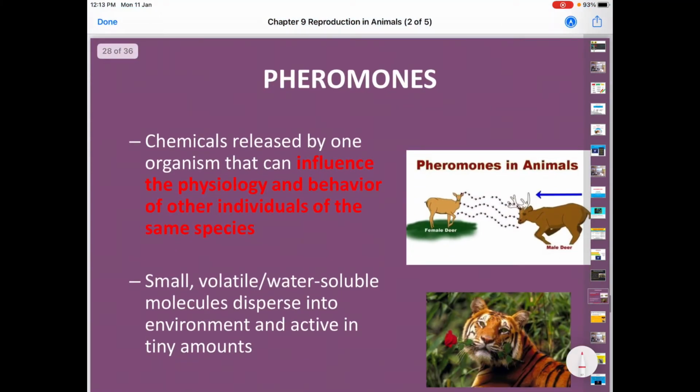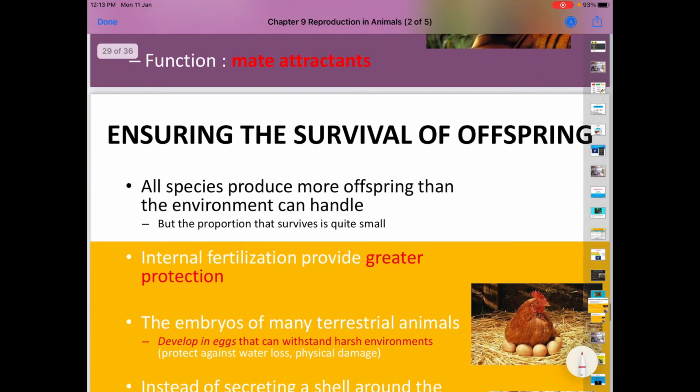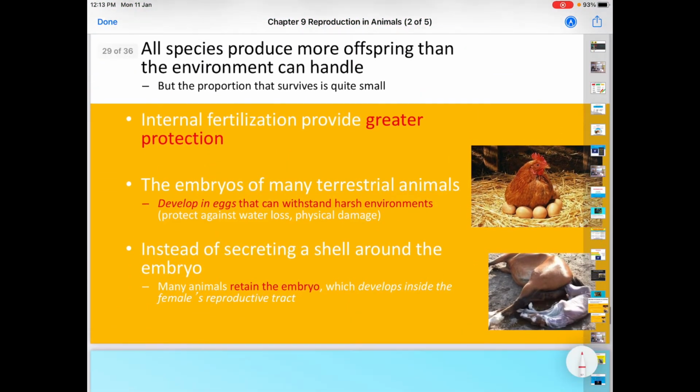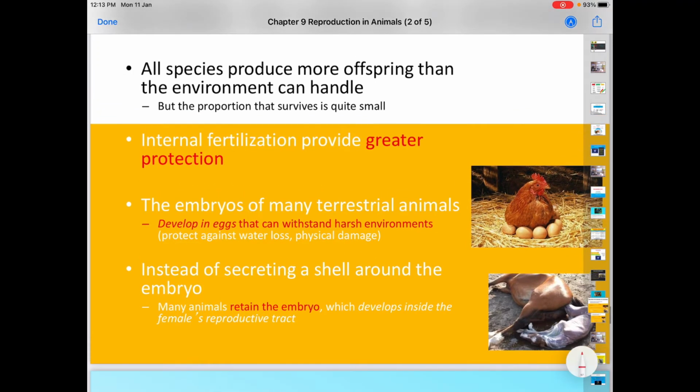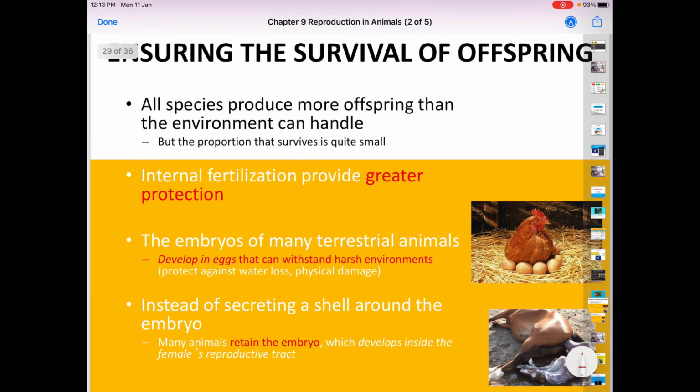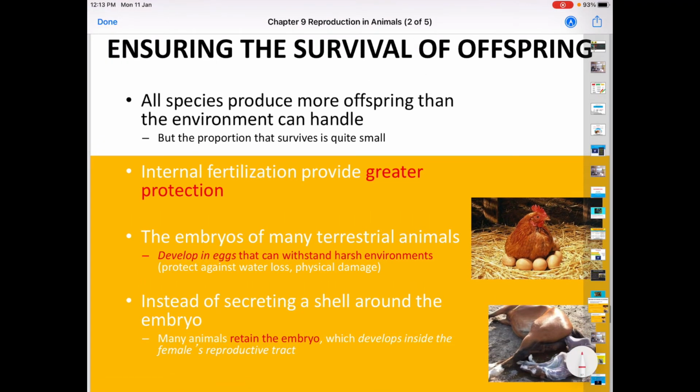So now we go into pheromones. Pheromones are like hormones. The structure is small, volatile, and water soluble, and these molecules are dispersed in the environment to attract the mate, to ensure the survival of offspring. These are the actions or routines that the animals do in order to make sure their offspring are in a safe condition.